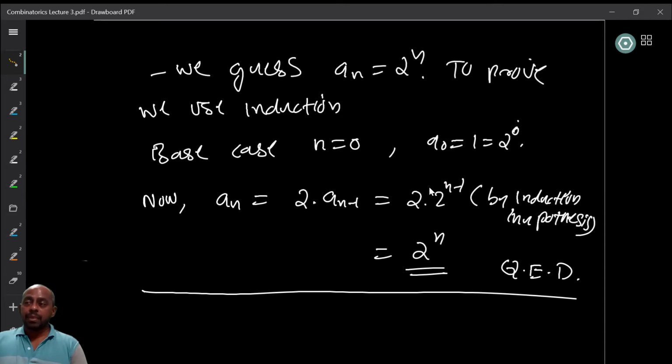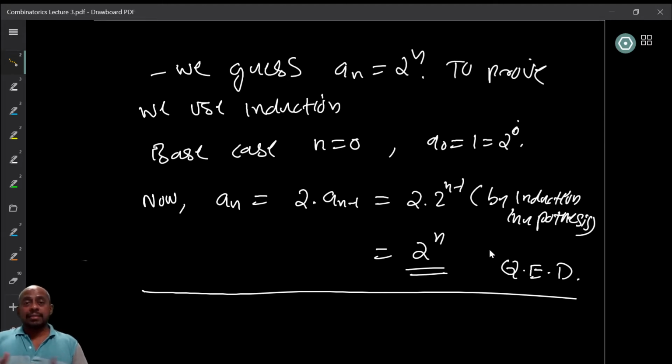And therefore this is equal to 2 times 2 raised to n minus 1. But that is equal to 2 raised to n, right? So therefore a_n is equal to 2 raised to n, which proves our hypothesis. Therefore we have the proof, right? So by induction we get that a_n is equal to 2 raised to n.